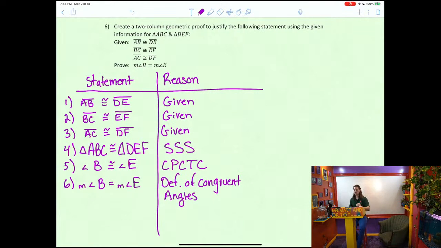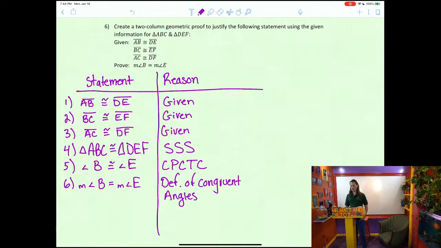Okay, so number 6 was using the side-side-side congruency postulate. So instead of the similarity postulate, now we're using it to prove congruency. So if we know that line segment AB is congruent to line segment DE, and line segment BC is congruent to line segment EF, and line segment AC is congruent to line segment DF, all because that's given information, then we have enough to prove that triangle ABC must be congruent to triangle DEF because of the side-side-side congruency postulate.